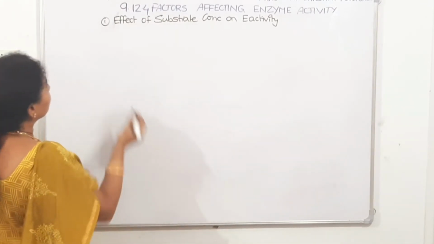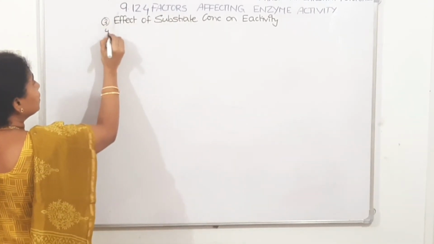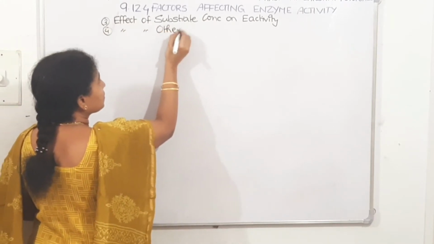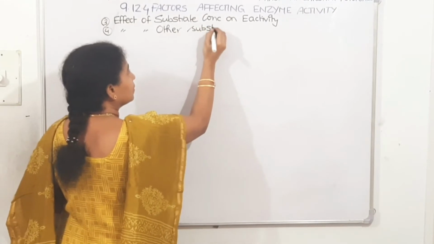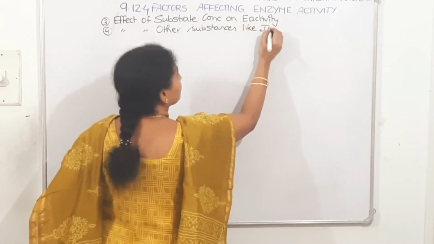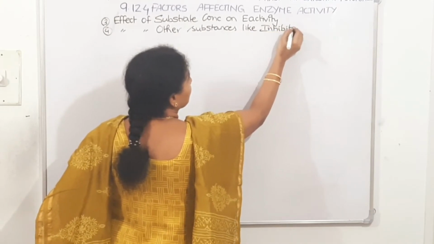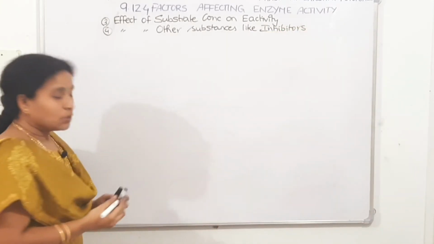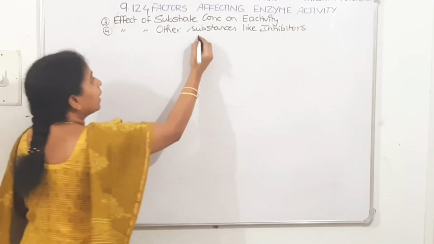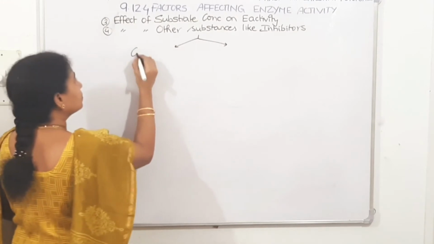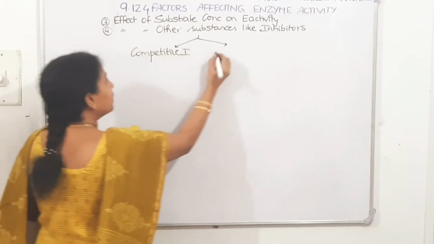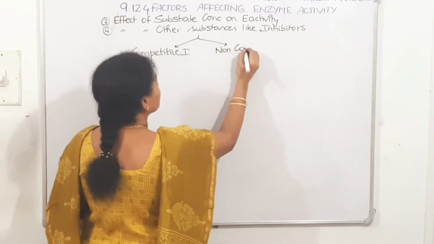This is the third one. The fourth one will be the effect of other substances, like inhibitors, on enzymatic activity. When it comes to the role of inhibitors, let us talk about two important types of inhibition. One is called competitive inhibition. The other one is called non-competitive inhibition.